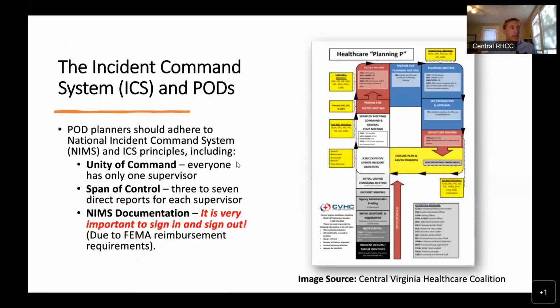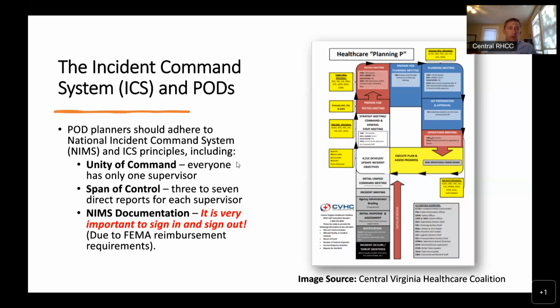And now I want to talk about the incident command system. As I mentioned before, I know that volunteers are required to take a certain number of ICS courses. I believe it's 100, 700, and 800. And that should give you the knowledge that you need in order to operate at a pod. And I'll just go over a couple of things that are most important from ICS. And the image that you see here on the right side of the screen is the planning P. That's the planning process.